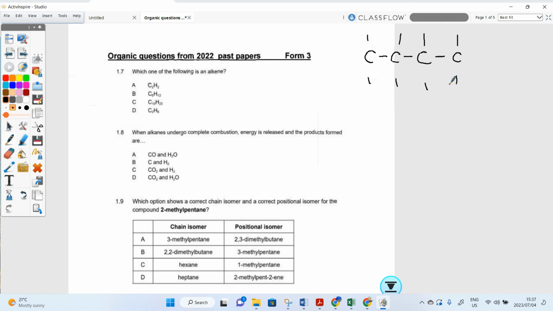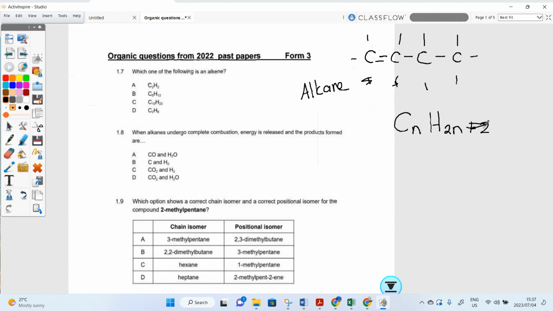2, 2, 2. But then there are 2 hydrogens on the side. So if you can fit it into a general formula that says CnH2n, but then it's the 2 on the sides plus 2. So double plus 2, then you know that it is an alkane. But then for an alkene, we take 2 of these away to form a double bond.